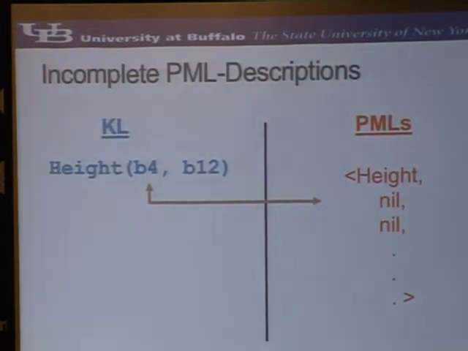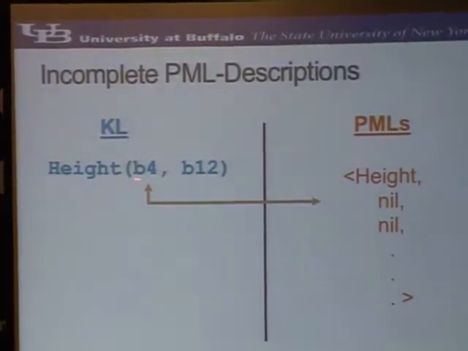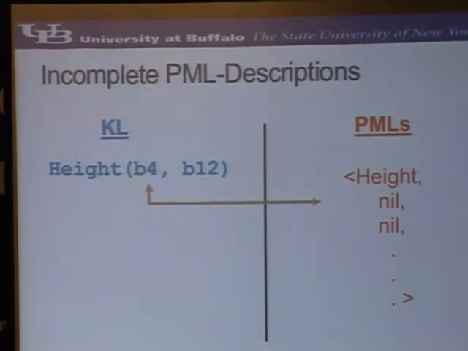Now, those were complete PML structures. One could also have incomplete PML structures. So, for example, if the agent believes that the height of B4 is B12, then B4 can be aligned to a PML-S structure in which only the dimension of height has some value to it. So anything that looks that high will have a structure like this.